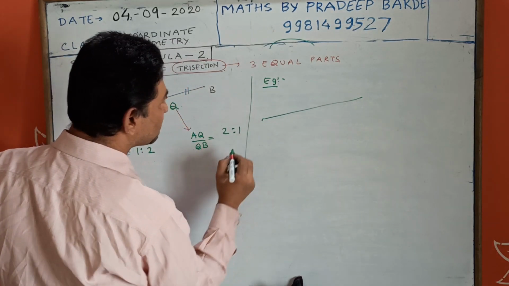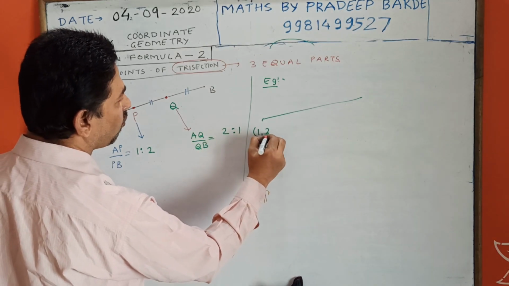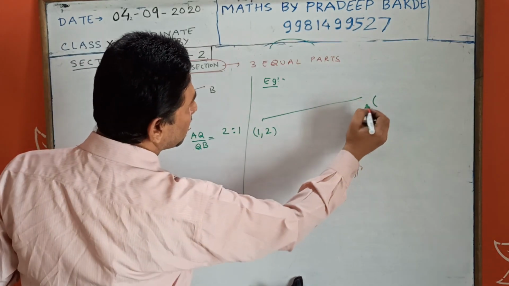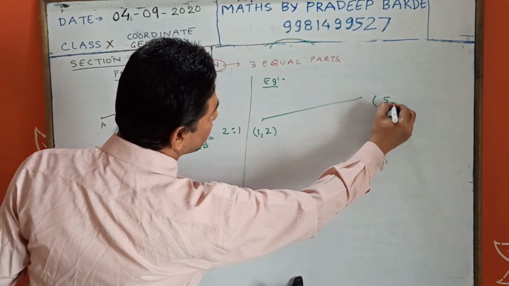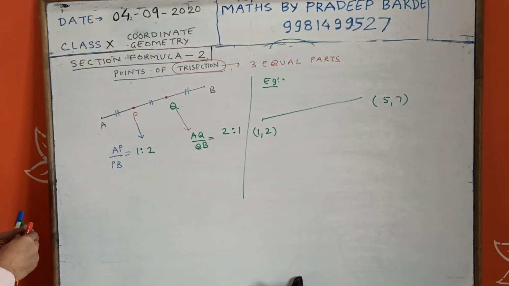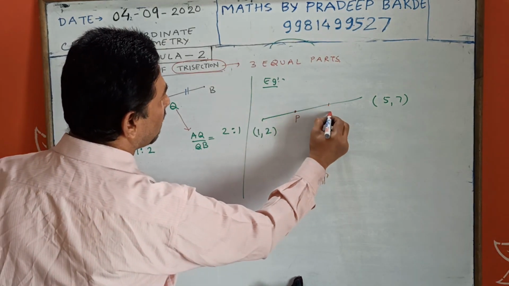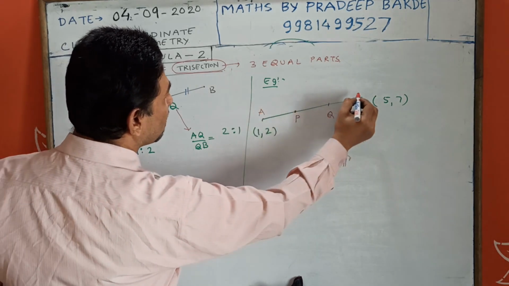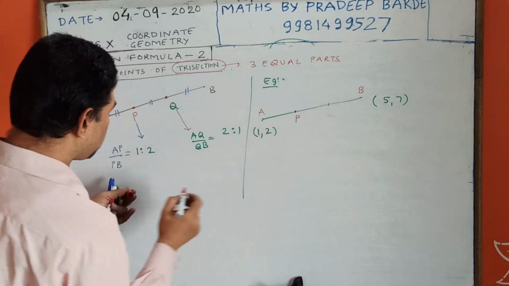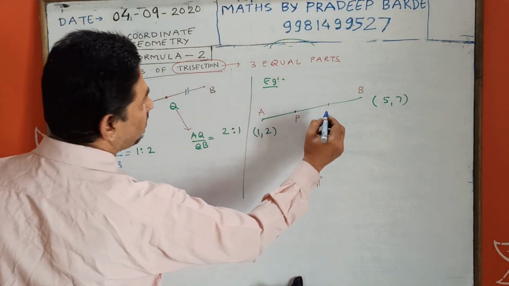If the coordinates of A are given as 1,2 and B as 5,7, you have to find the coordinates of the points of trisection. The points of trisection are P and Q; this is A, this is B. P और Q के कोऑर्डिनेट्स आपको निकालना है बच्चों. तो यहाँ पर देखिएगा P और Q.